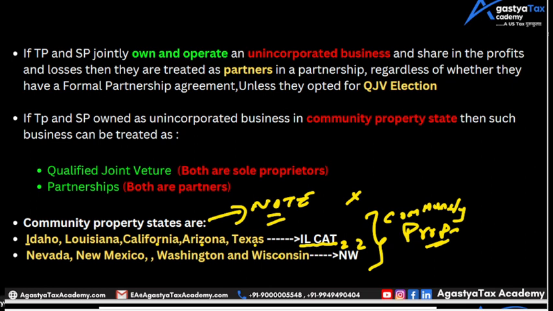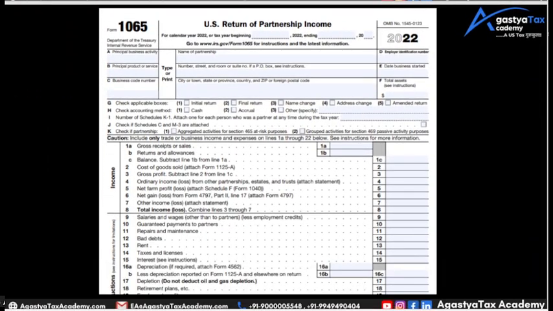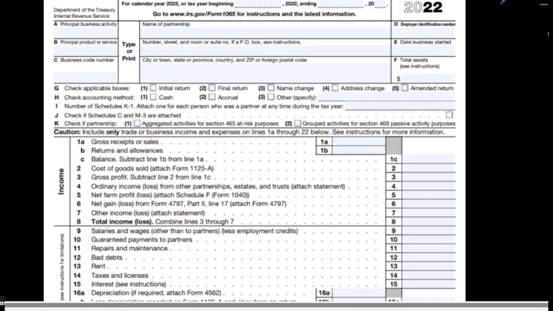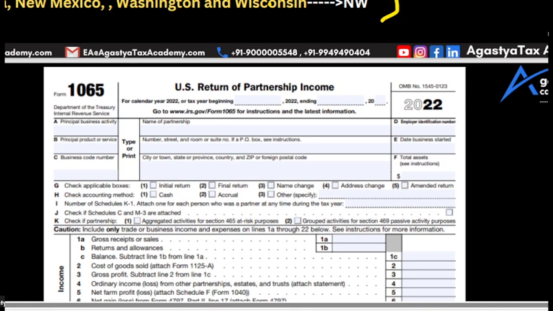Okay. So community property states will be treated differently. Let's look at the US partnership return, which is an annual informational return. There is a heading. What is the name of the partnership? What is the principal business activity? In which area is it located? When did you start the business?